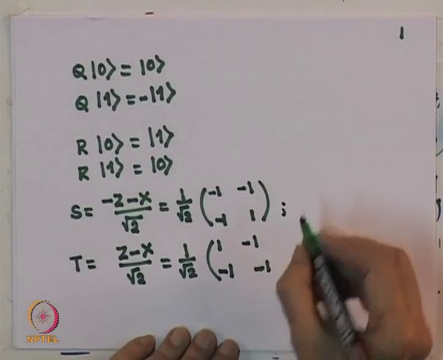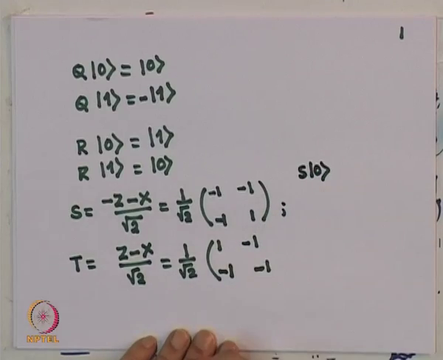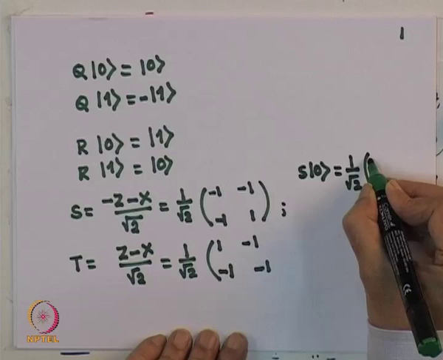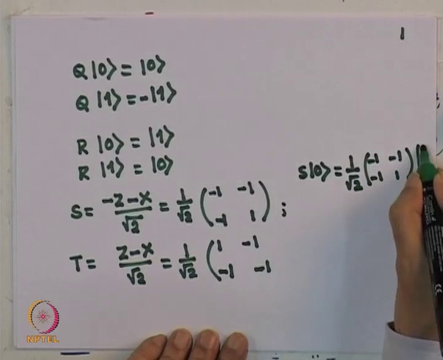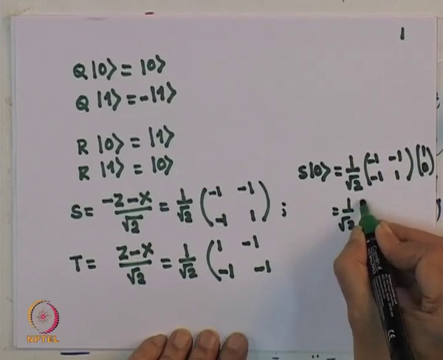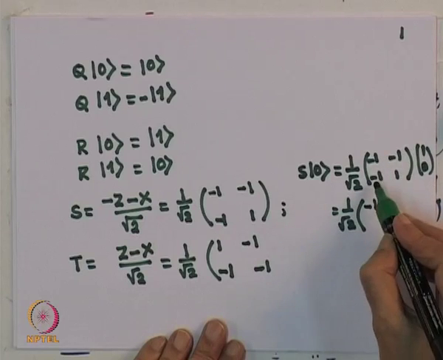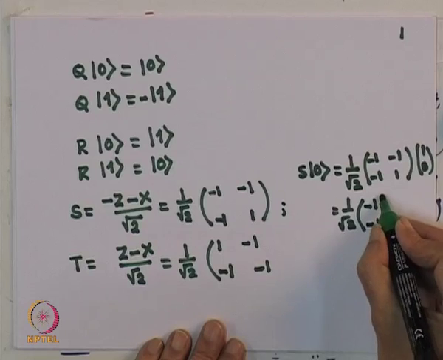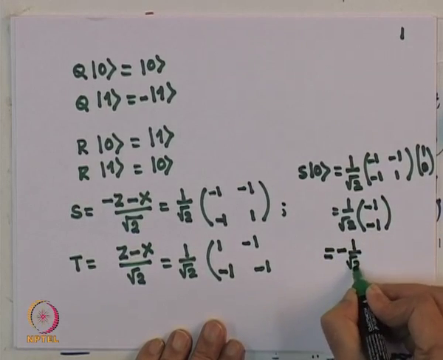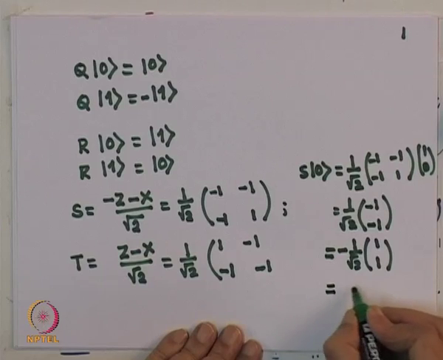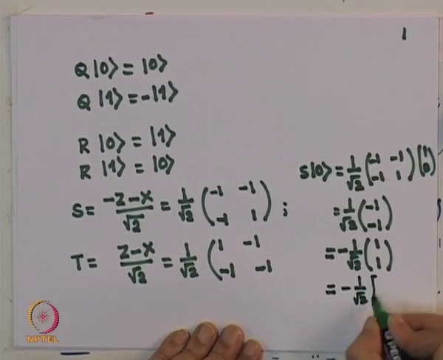So let us calculate what S acting on 0 gives me. You can check immediately; this is one of them I will work out. Minus 1, minus 1, minus 1, 1 acting on 1, 0. That is 1 over square root of 2, minus 1, and here I have got another minus 1. So if you take out a minus sign, 1 over square root of 2, I get 1, 1. So this is nothing but a Hadamard gate acting on the state 0 and then flipping a sign. The Hadamard gate followed by a phase. So this is equal to minus 1 over square root of 2, 0 plus 1.